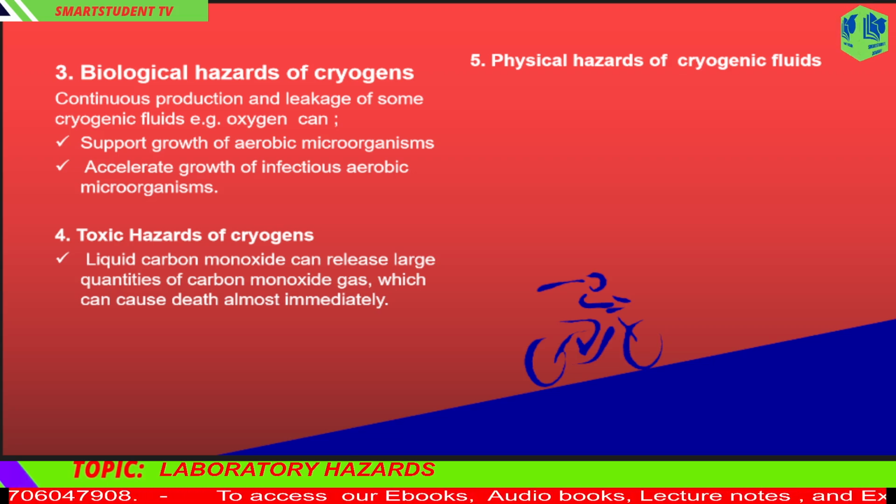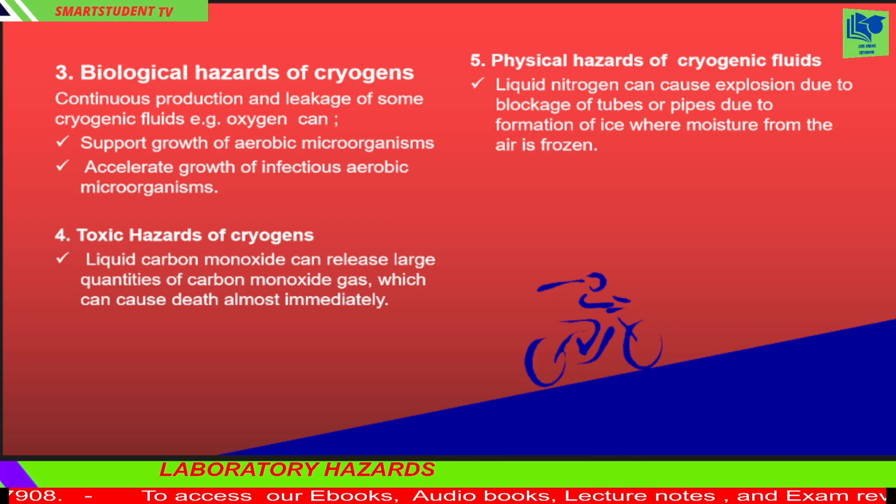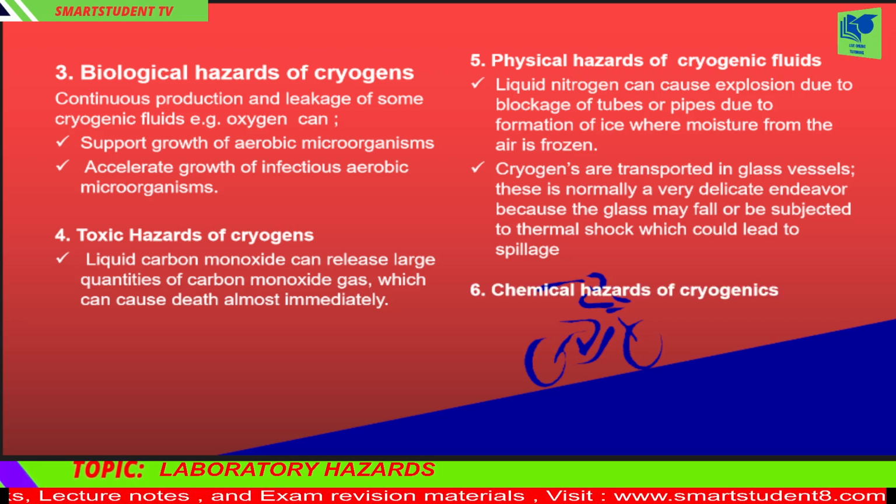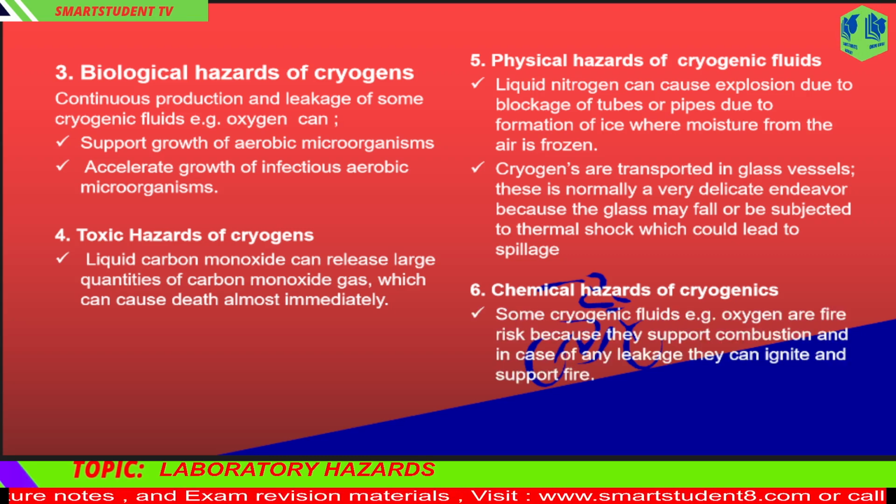Liquid nitrogen can cause explosion due to blockage of tubes or pipes due to formation of ice where moisture from the air is frozen. Cryogens are transported in glass vessels. This is normally a very delicate endeavor because the glass may fall or be subjected to thermal shock, which could lead to spillage. Some cryogenic fluids, e.g. oxygen, are a fire risk because they support combustion, and in case of any leakage they can ignite and support fire.